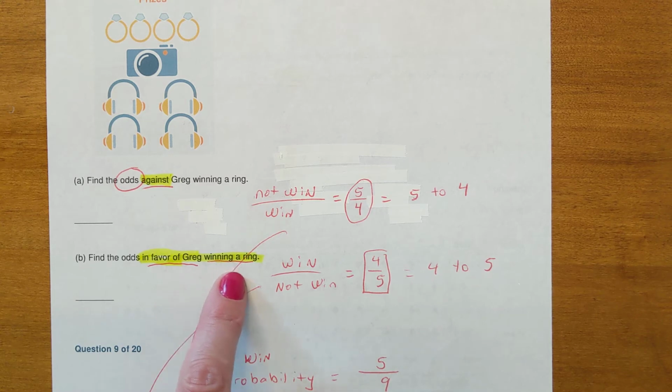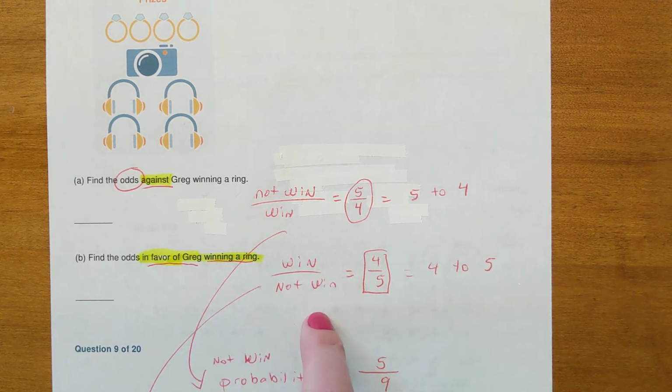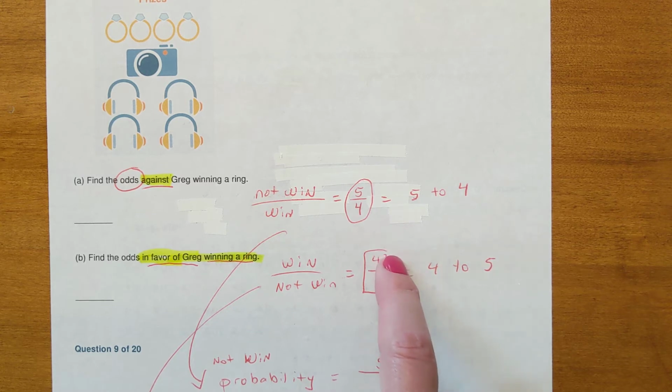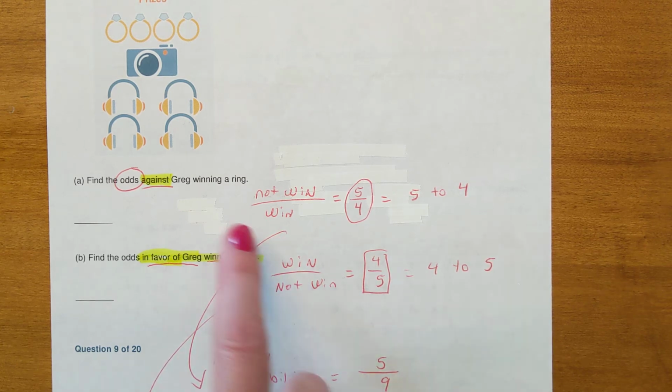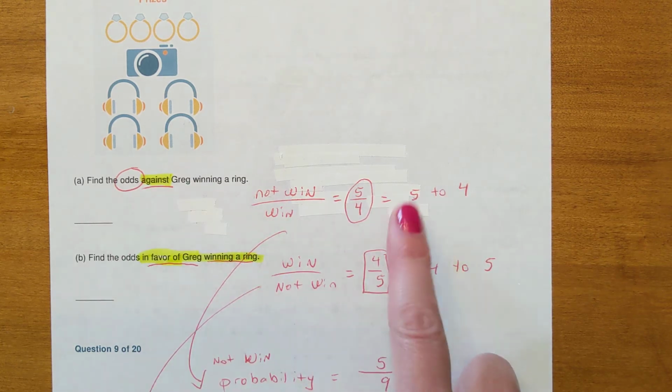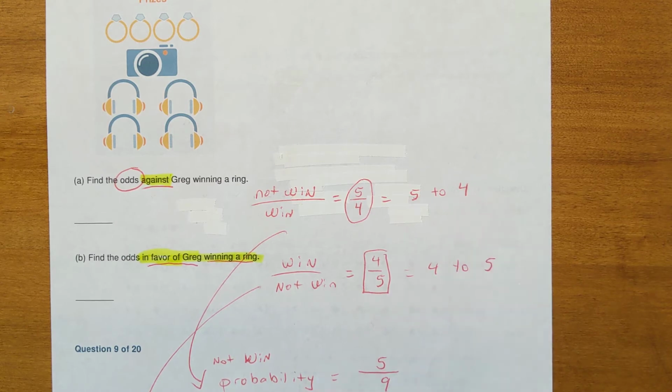What are the odds of him actually winning a ring? Well, that'd be him winning to not winning. So again, there's 4 rings to win and 5 not to win. So the odds in favor of winning the ring are 4-5. And again, against it, there's 5 ways not to win it to 4 ways to win it. So 5-4.